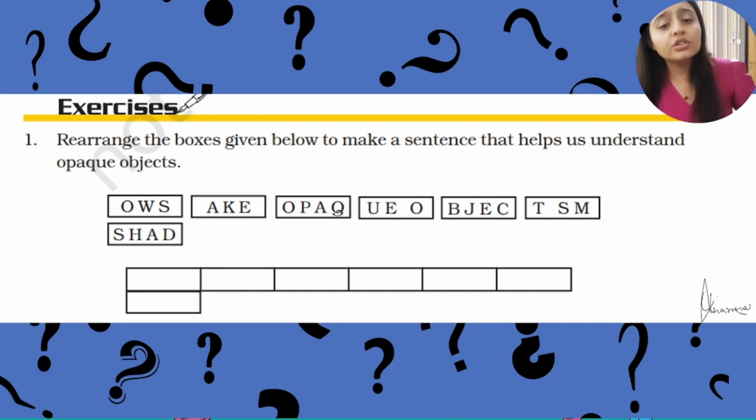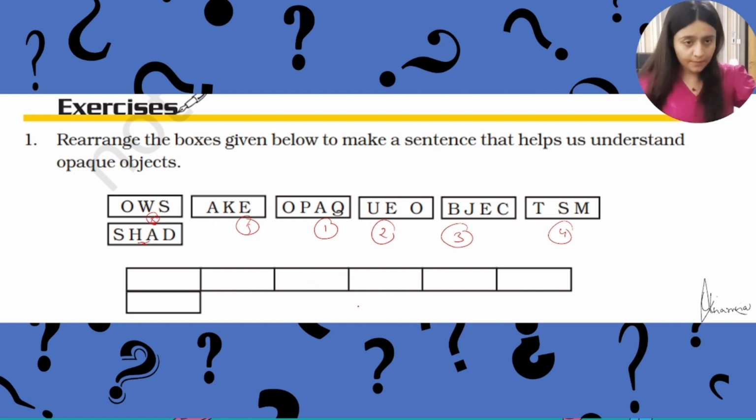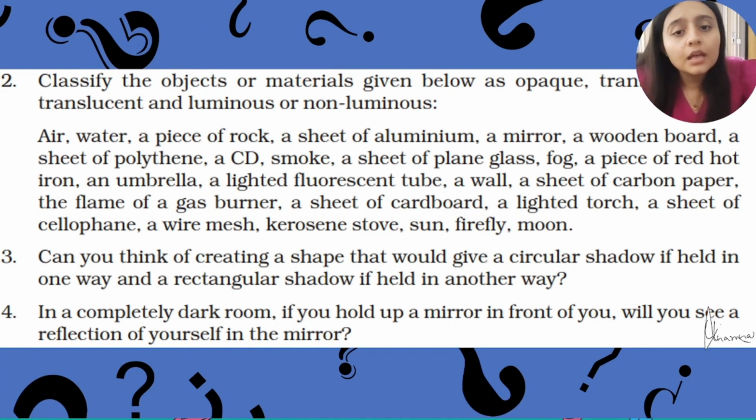There is nothing difficult here. Opaque objects make shadows. This is the whole sentence. Next, classify the objects or materials given below as opaque, transparent or translucent, and luminous or non-luminous. You can do it on your own.